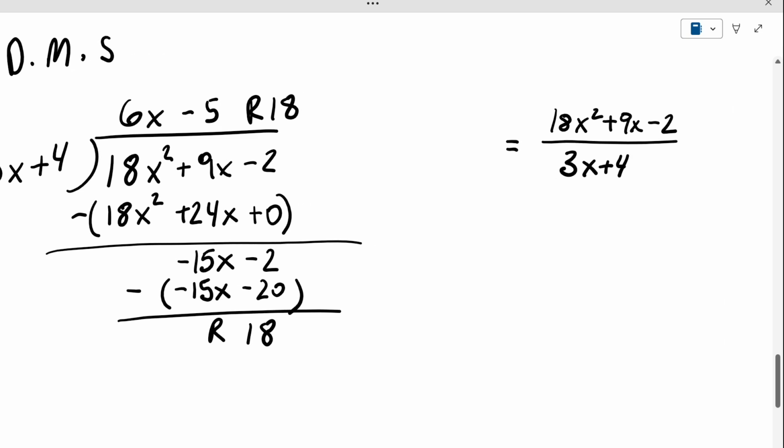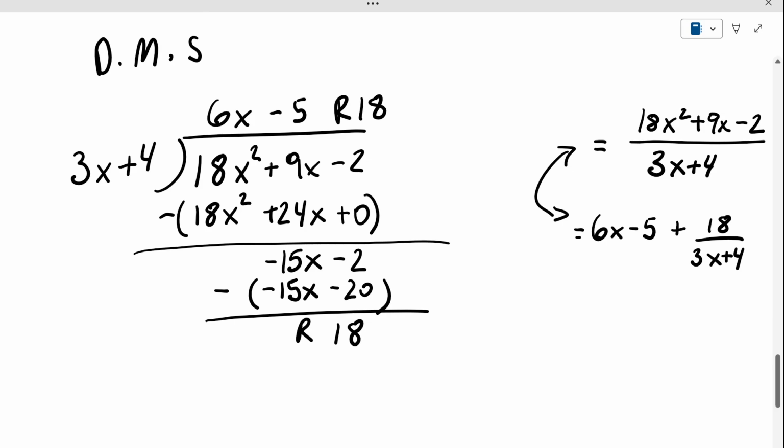And now we can say that this here is equivalent to 6x minus 5 plus 18 over 3x plus 4. These two here are equivalent to each other, just a different way of writing them, a simplified way of writing them. All right, let's see one last example.